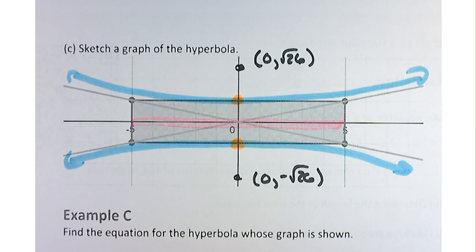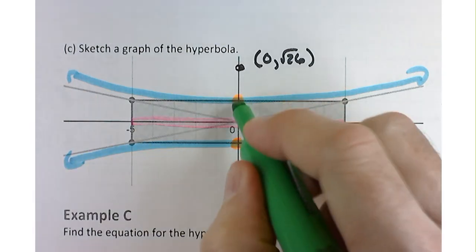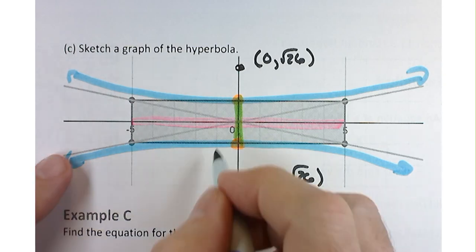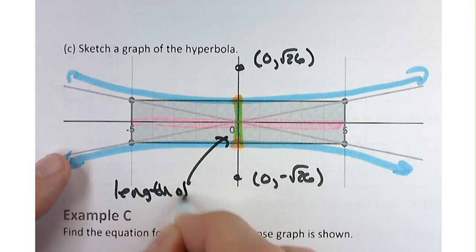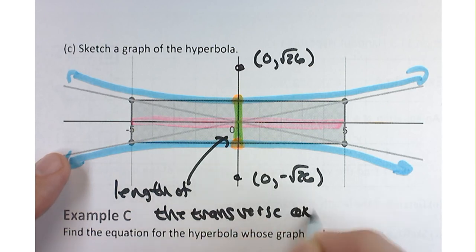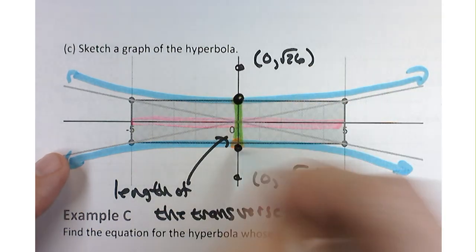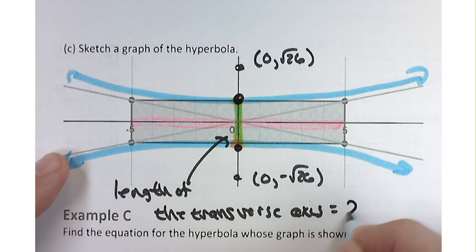The transverse axis is going to be the distance between the top and bottom here. So the transverse axis is going to have a length of 2. The distance between this point and this point is just going to be top minus bottom. 1 minus negative 1 is 2.